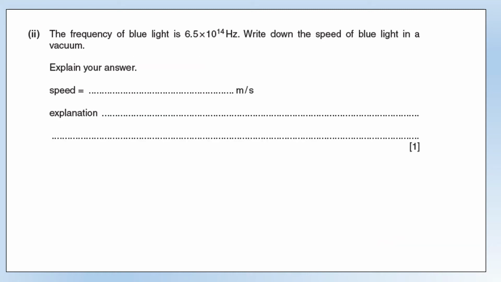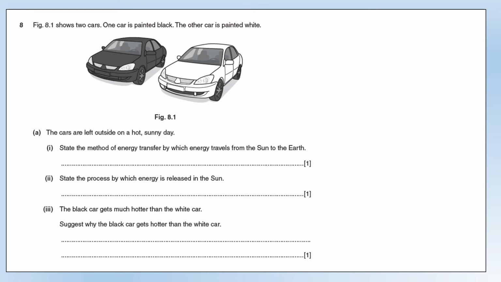Okay, so the frequency of blue light is 6.5 times 10 to the 14 hertz. Write down the speed of blue light in a vacuum, 3 times 10 to the 8 meters per second. The reason is all electromagnetic waves travel at 3 times 10 to the 8 meters per second in a vacuum. Doesn't matter if they're gamma, if they're radio, blue, red, whatever, they all travel at the same speed in a vacuum. Nice and straightforward.